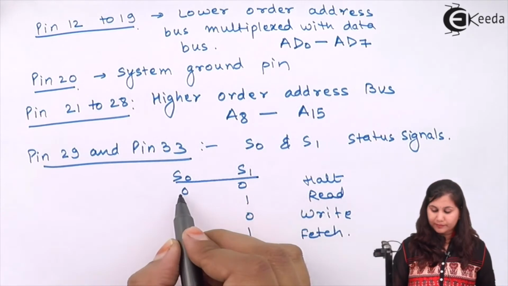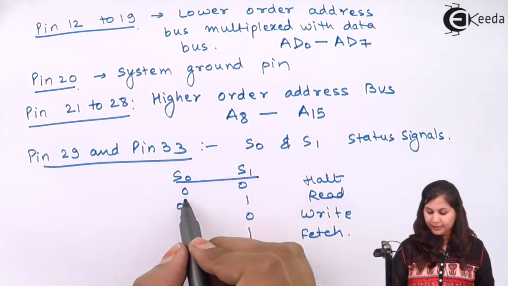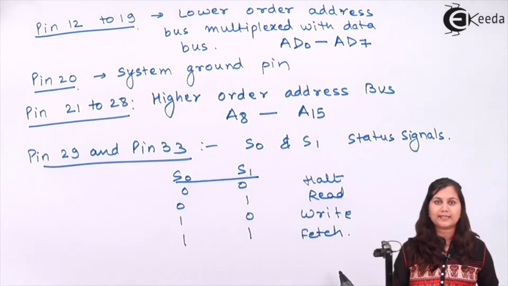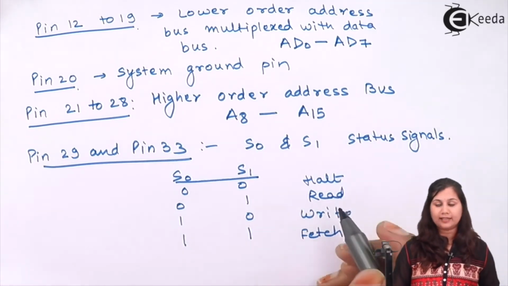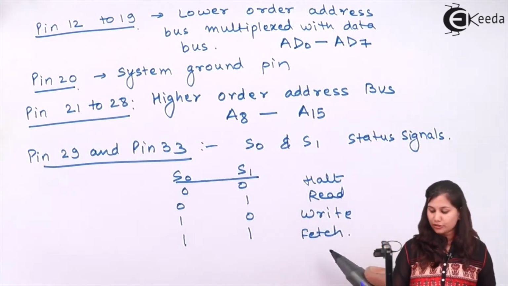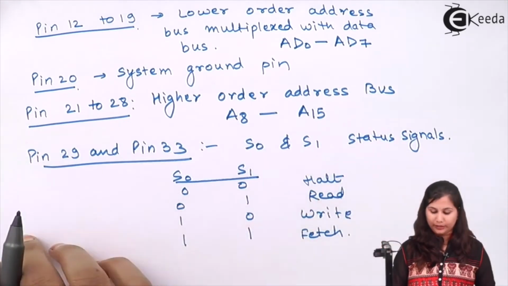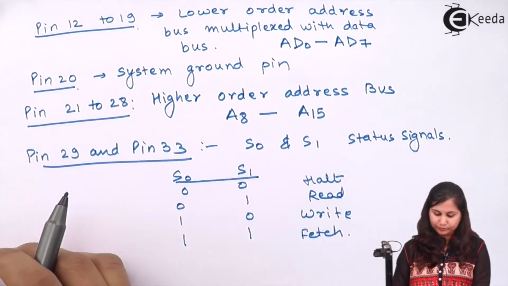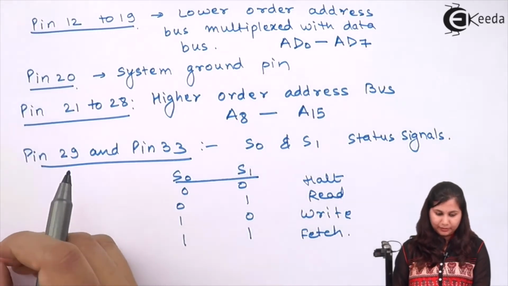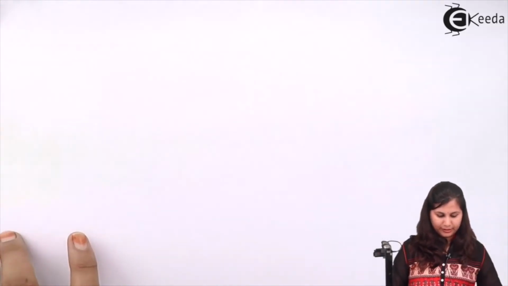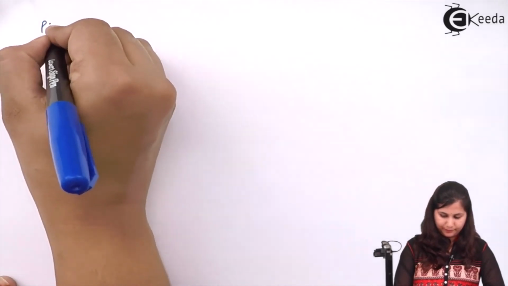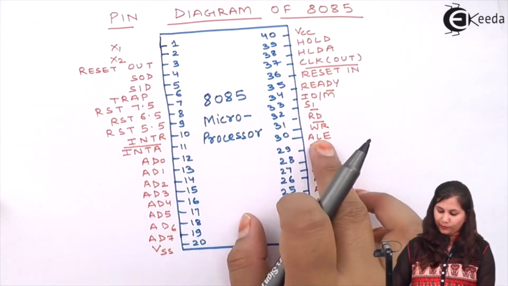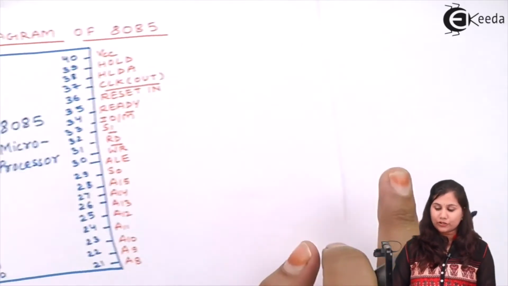So the status of these signals, 0 0, 0 1, defines what type of operation the microprocessor is performing, whether it is reading, writing or fetching an instruction, or it is in the halt state. Okay, that is a pause state. It is not performing any of the operations right now. Then we have pin number 30. Pin number 30 is ALE. ALE means address latch enable.